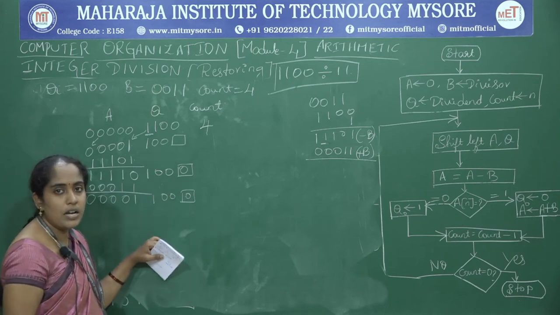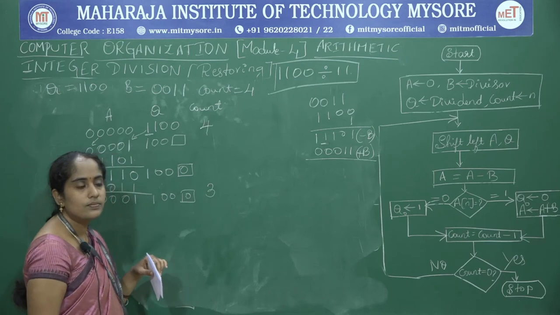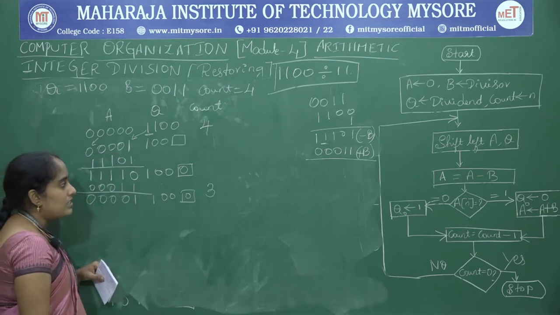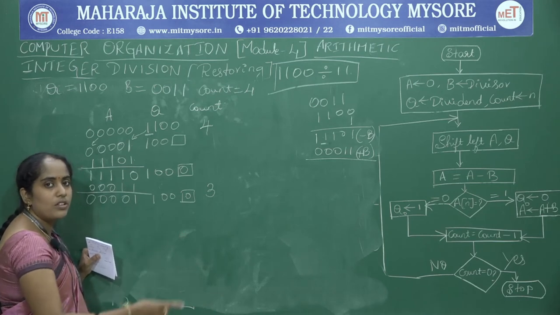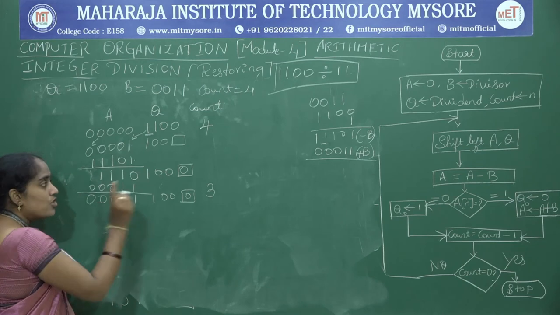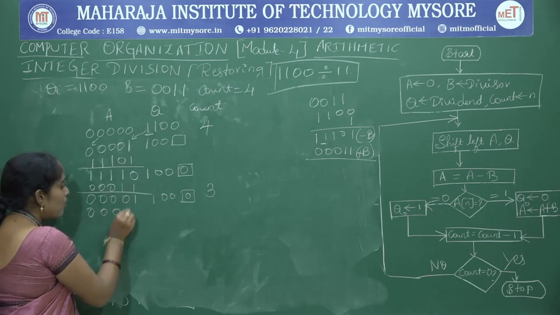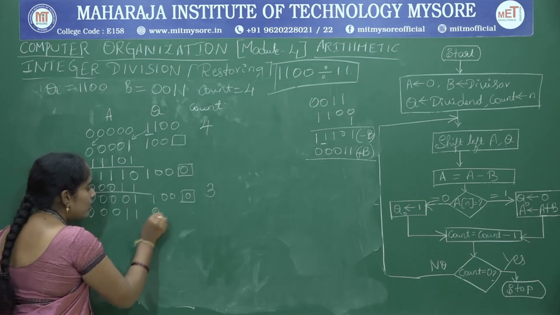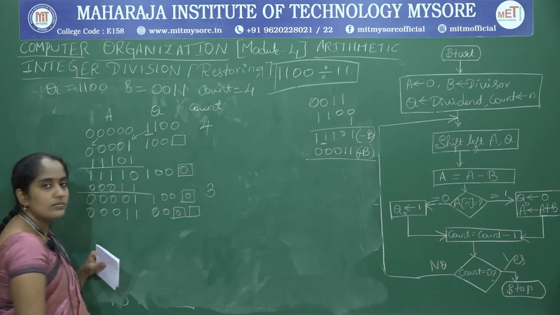Next you need to decrement the count value, then count is equal to 3. Okay. So the next is again count is not equal to 0, then go back to step 3. So in step 3, shift left. Okay. So 0 0 0 1 and 1 0 0, this is also 0 and blank. Okay.